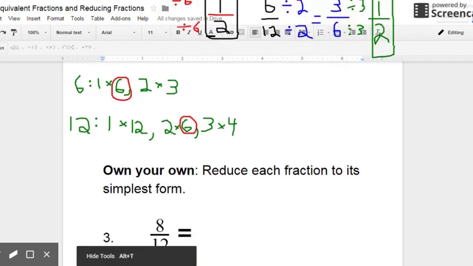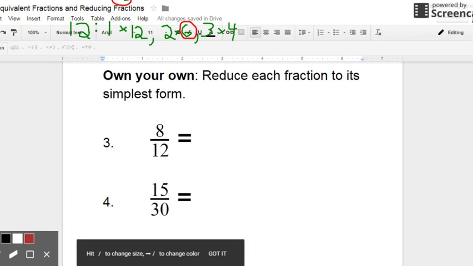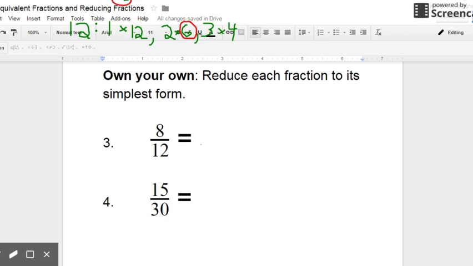So here's the time now where you get to try it on your own. Go ahead and reduce 8/12 to the simplest form and 15/30 to the simplest form. So go ahead, pause, try this on your own, come back, and we'll talk about our answers. All right, welcome back. Now, the way you might have done it might be different, because there are different ways. As long as you found a common factor, your answer should be the same in the end.